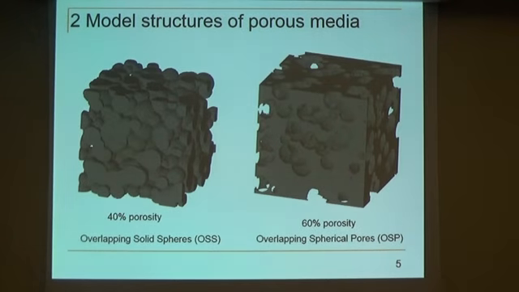Here are some examples which we built using this approach. This morphology is named overlapping solid spheres, or OSS, and this kind of porous structure is named overlapping spherical pores, or some authors call it Swiss cheese.